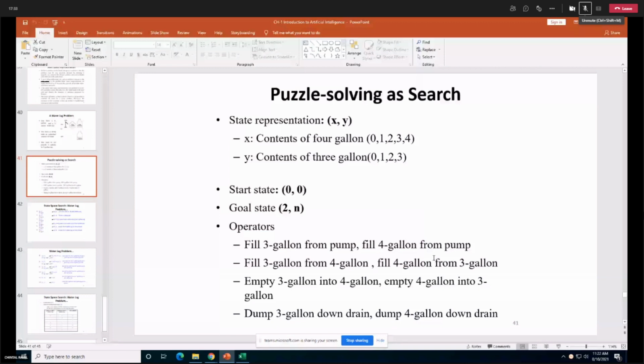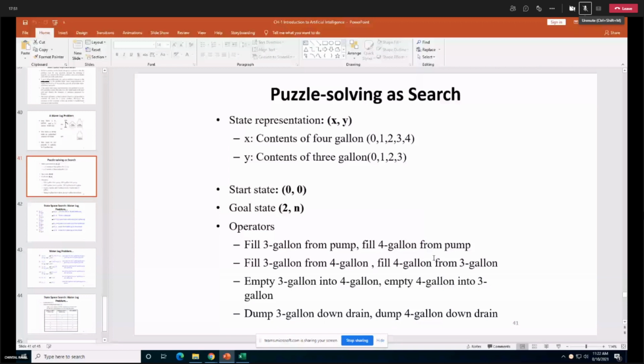Start state. Here I'm making my first assumption: at the initial state, both of my jugs, X and Y, the 4-gallon jug and the 3-gallon jug, are empty. That is the first assumption I'm making.